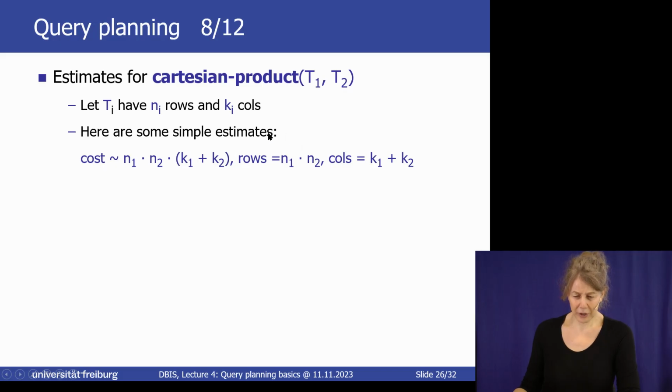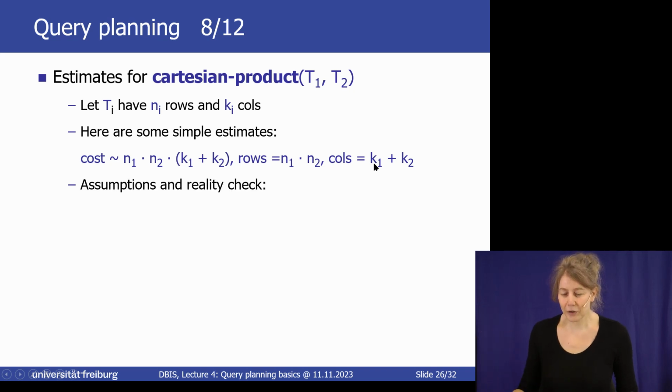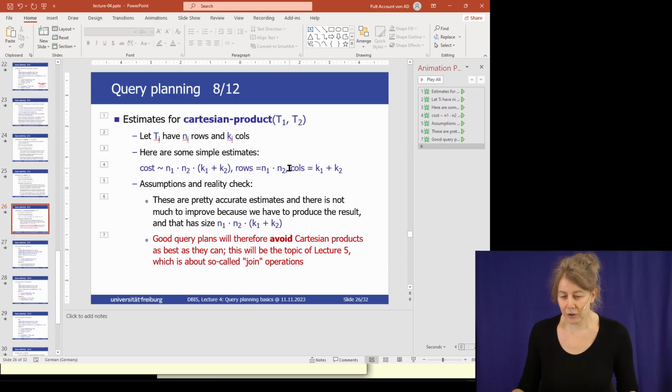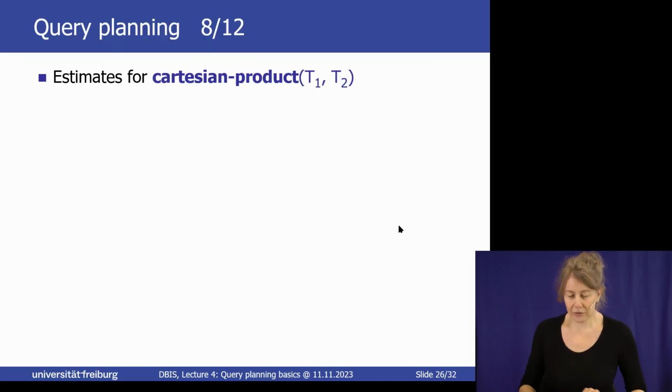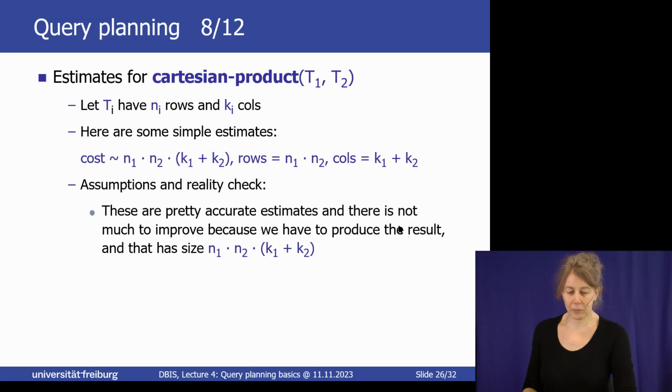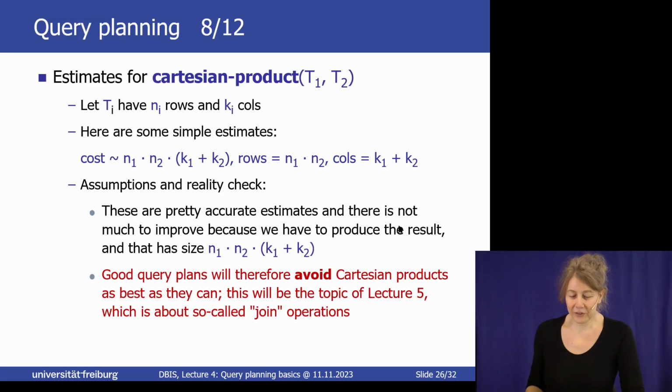And note, rows is something which I have to estimate, not here, but for the other operations. Columns I always know. There's no uncertainty about the columns. I always know exactly how many columns I will get from an operation. And there's a space missing here, which I've now just entered. Yeah, these are accurate estimates because that's what you just have to do for a Cartesian product.